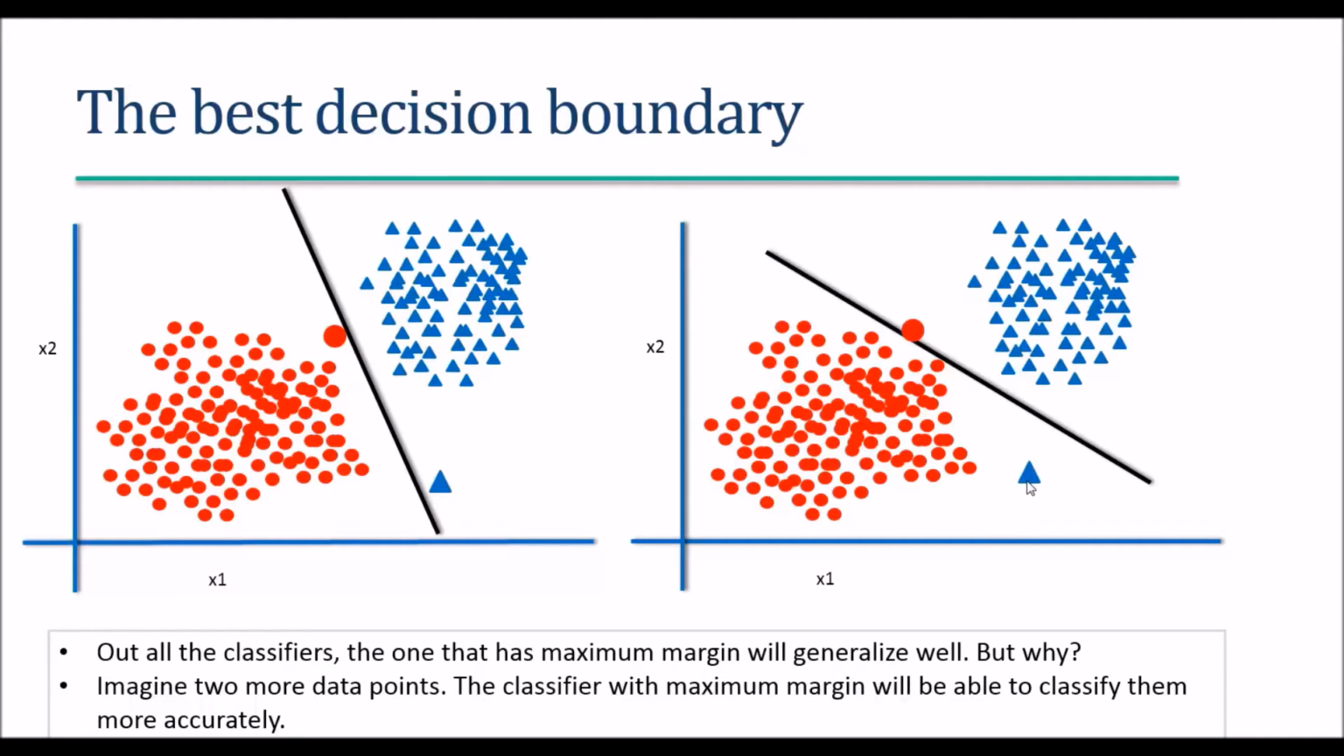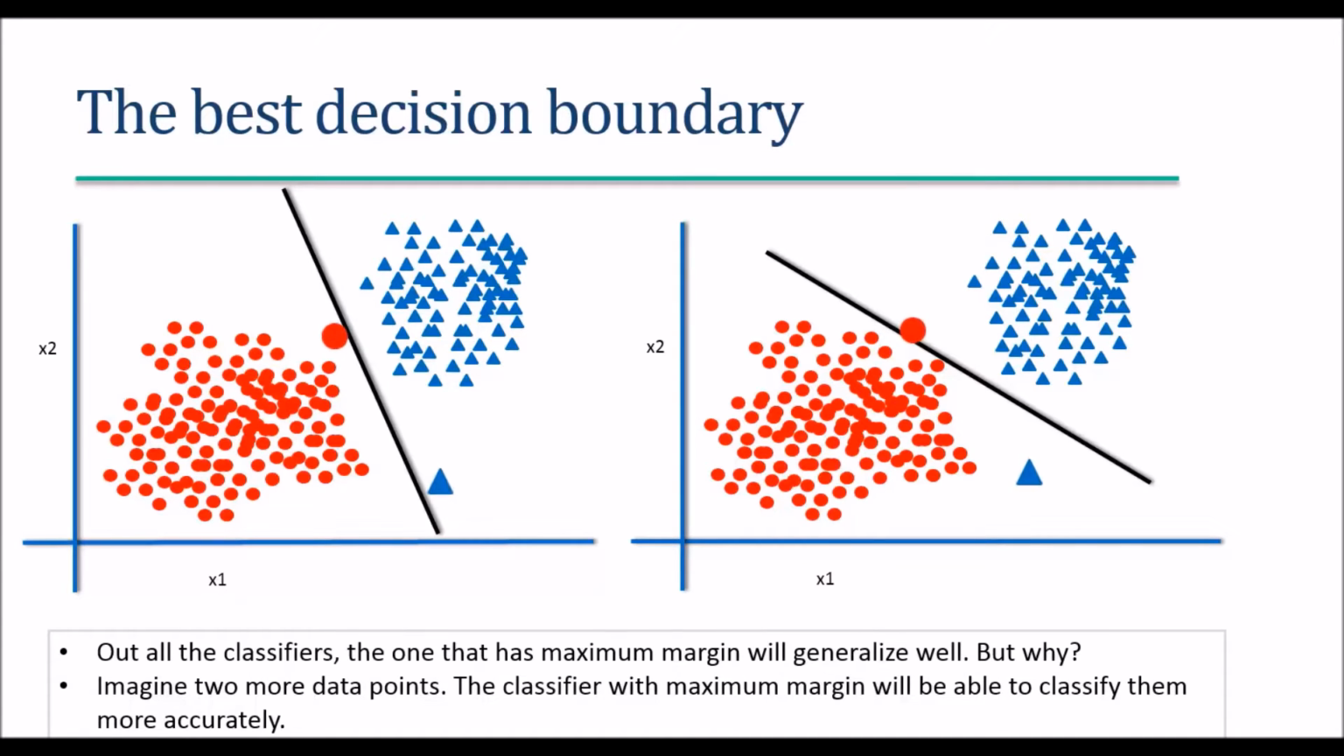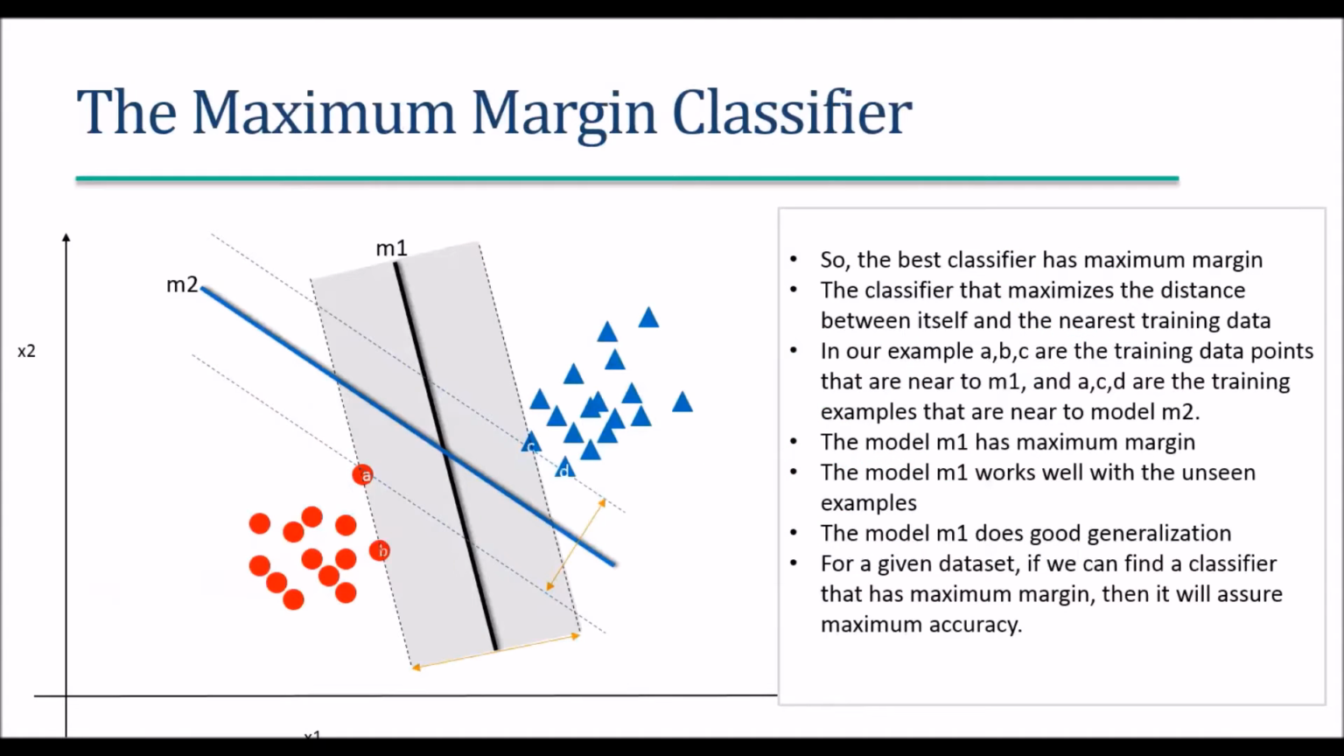Here this blue triangle is classified as red and the red dot is classified as blue, because it has a smaller margin on the new data. It is working well on the training data set, but when we take testing data, new data points, classifier 1 with the maximum margin works better compared to classifier 2 with a smaller margin. So what is the best decision boundary? A decision boundary or a classifier with maximum margin is the best classifier.